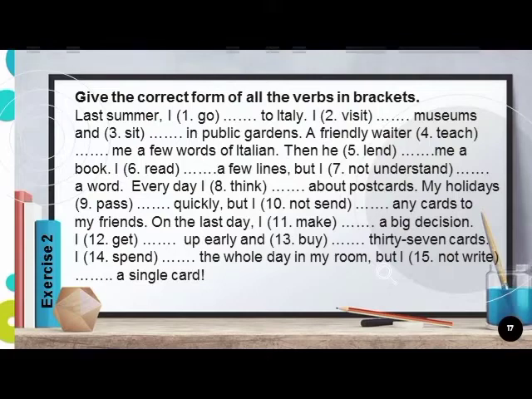Every day I thought about postcards. My holidays passed quickly, but I didn't send any cards to my friends. On the last day, I made a big decision. I got up early and bought 37 cards. I spent the whole day in my room, but I didn't write a single card.